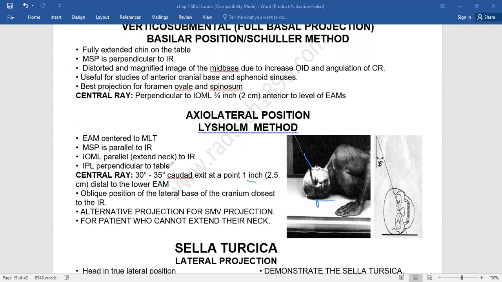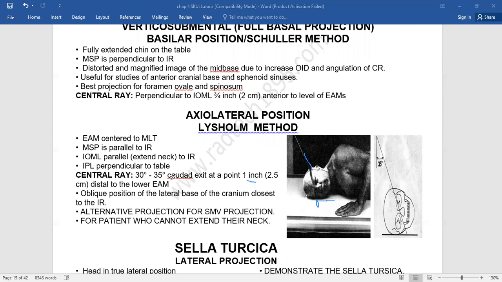So 1 inch distal to the lower EAM. It demonstrates the oblique position of the lateral base of the cranium, which is closest to the IR. So best demonstrated niya is the lateral part of the base of the cranium that is near the IR or closest to the table.